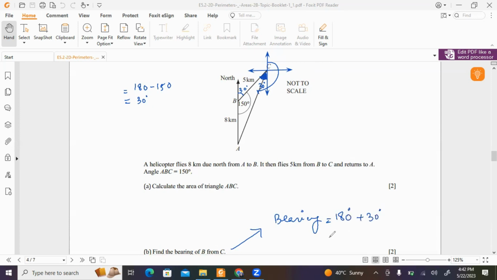Always remember that the bearing is calculated in a clockwise direction from the north of the point from which you're finding the bearing, and you go clockwise towards the line where the other point is located. So when we went from the north of point C in a clockwise direction to this line where B is, that means 180 plus this 30 is going to be 210. And your bearing is always written in 3 digits. So if the bearing was given as 30, then you would write it as 030.